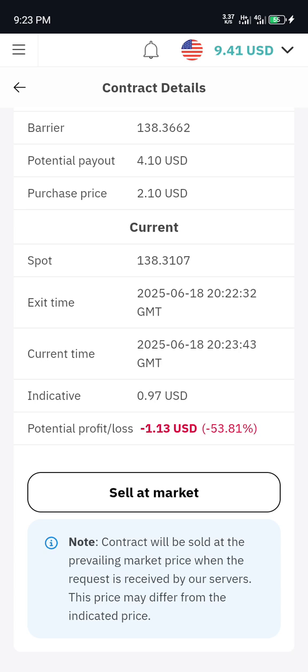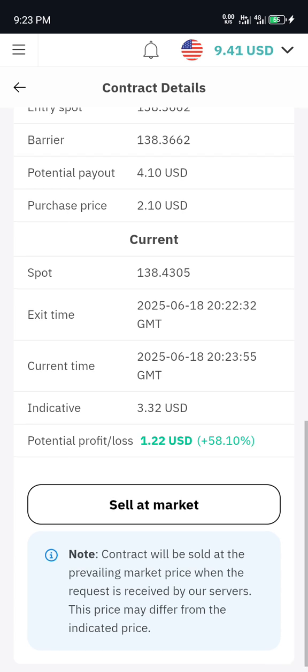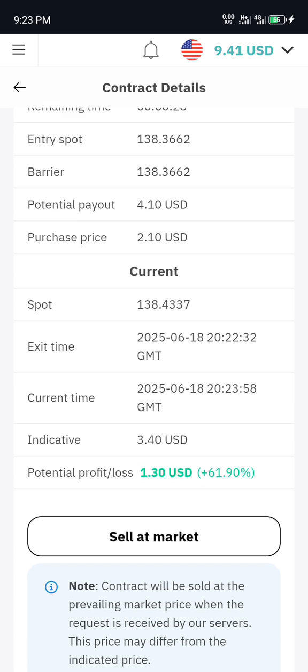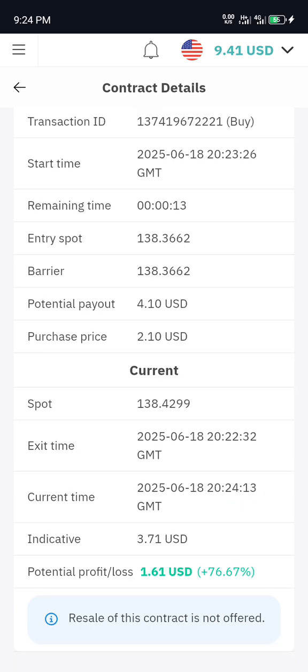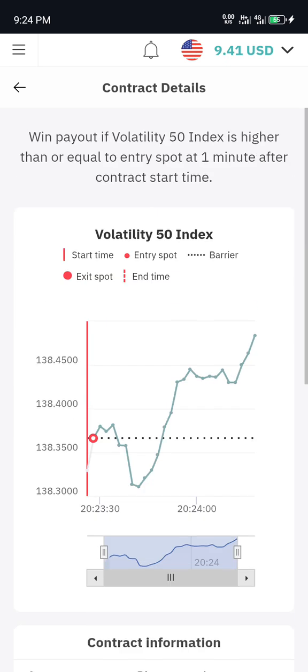You see the extent to which it's flying. I see $3.80, indicative price. Okay, it's about getting there. It's beyond my control now, so I allowed it to finish. Of course, it's going in our favor.